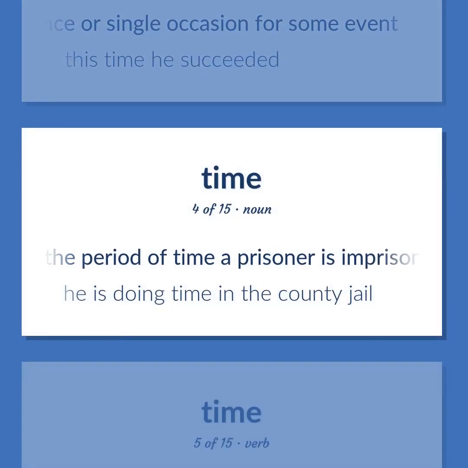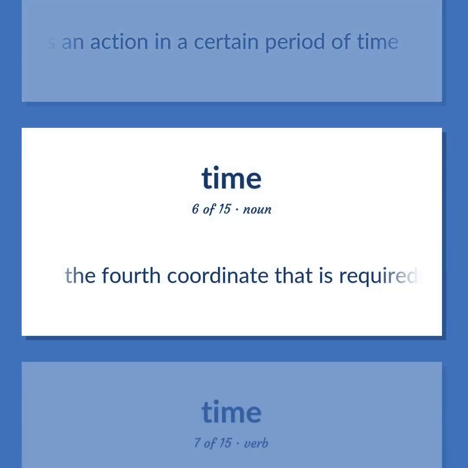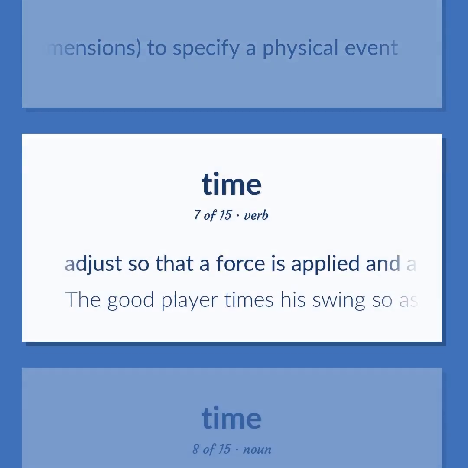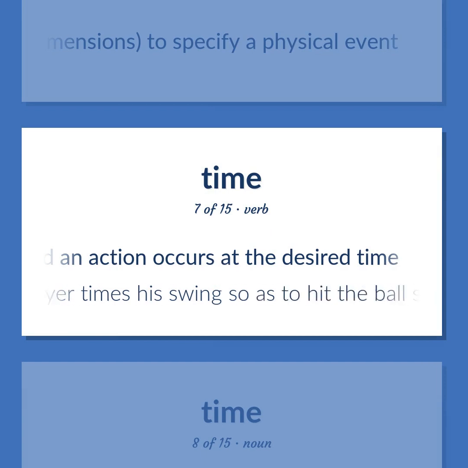The period of time a prisoner is imprisoned. He is doing time in the county jail. Measure the time or duration of an event or action, or the person who performs an action in a certain period of time. The fourth coordinate that is required, along with 3 spatial dimensions, to specify a physical event. Adjust so that a force is applied and an action occurs at the desired time. The good player times his swing so as to hit the ball squarely.